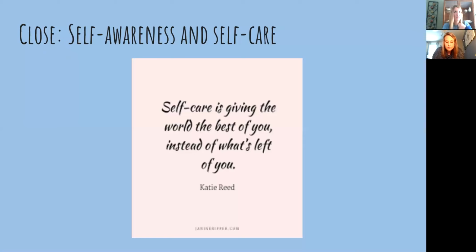We need to refuel our tanks in order to keep driving down the road. And if we run out of gas, we're just stranded there. And it's really hard to come back from that. So self-care isn't just something that you do in reaction to something negative happening. Self-care is something that you should make part of your routine to really be able to help you through those stressful situations and build your resilience.